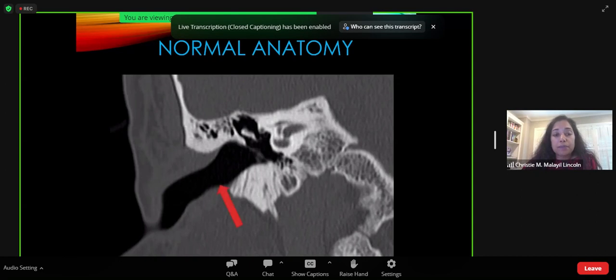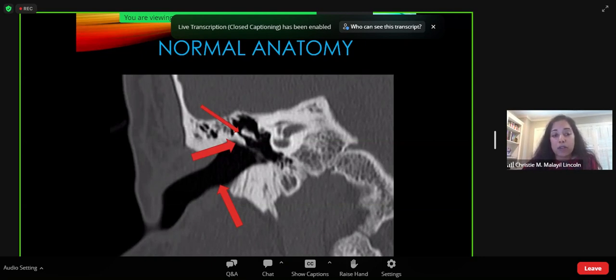Here's some other normal anatomy. This is the external auditory canal. It's actually the arrows pointing to the cartilaginous segment, and medial to that is the osseous segment. Here, the arrow is pointing to the scutum, which is very important when it comes to pathology like the acquired cholesteatoma. And then we have the ossicles here, so middle ear ossicles.